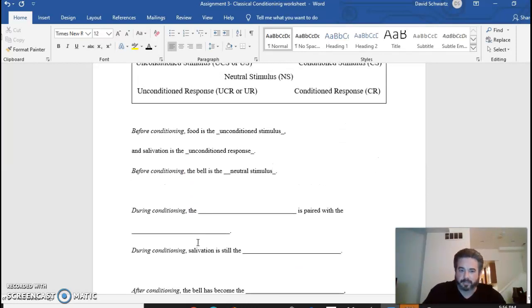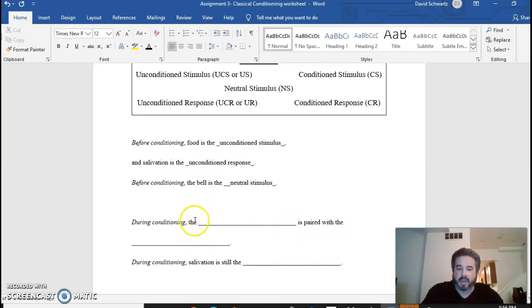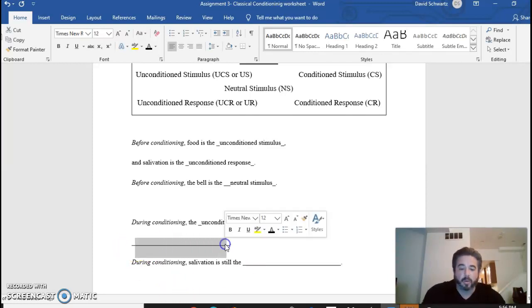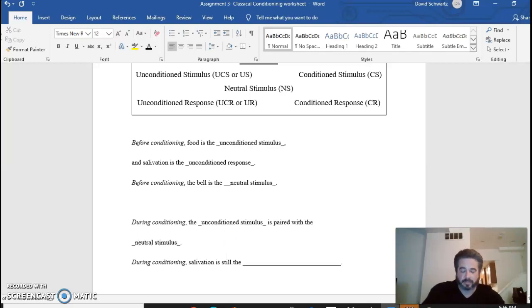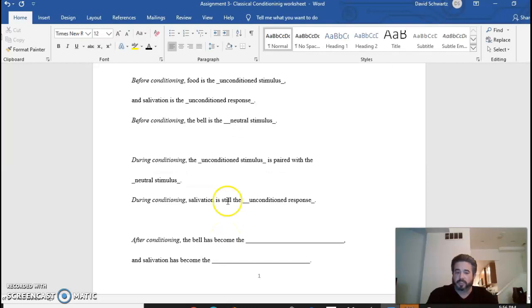During conditioning, the blank is paired with the blank. During conditioning, the food is paired with the bell. You can say food and bell, or if you want to be more technical, you can say that the unconditioned stimulus is paired with the neutral stimulus. And during conditioning, during the period where learning is taking place, salivation is still the unconditioned response because the dogs are still salivating in response to the food, which is the unconditioned stimulus.